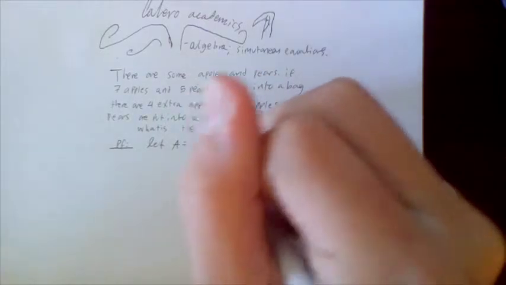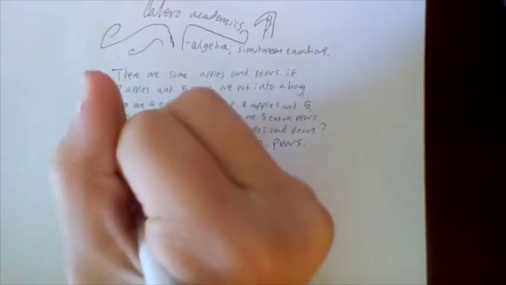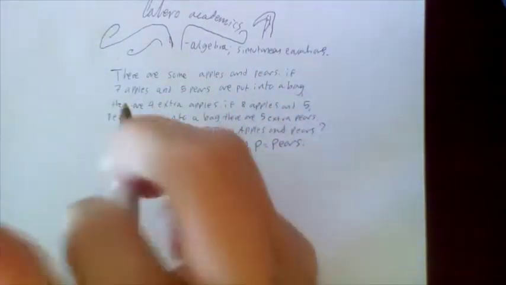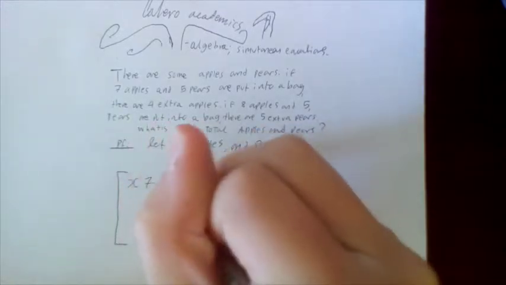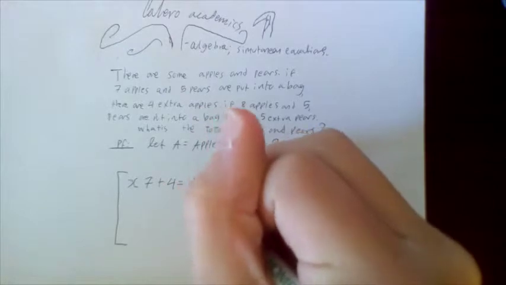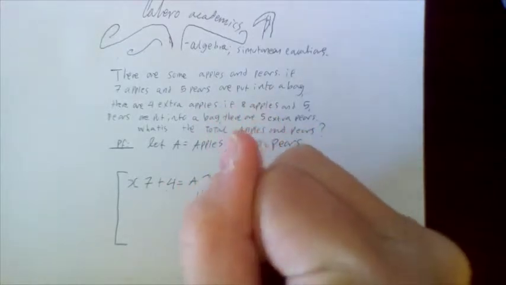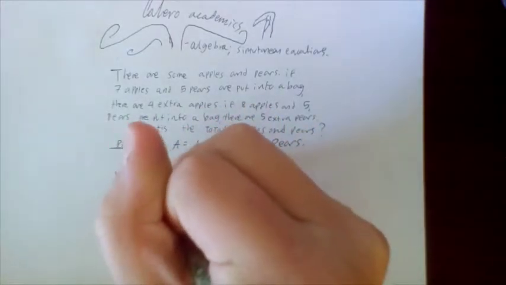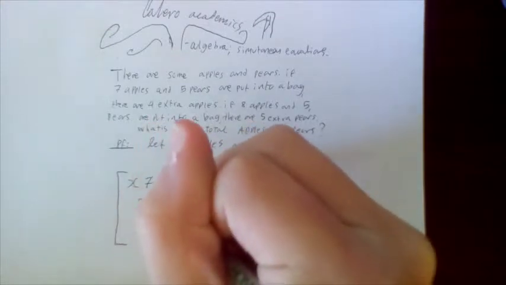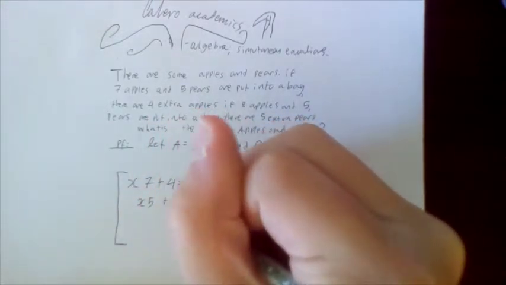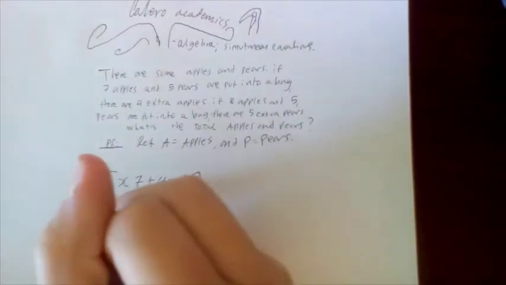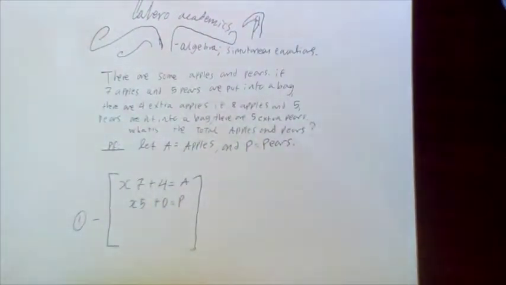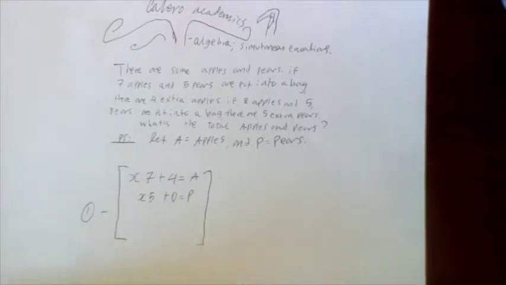So, now using simultaneous equations, we can write that X bags, lots of 7 apples plus 4 apples, is equal to the total number of apples, and then X lots of 5 pears plus 0 is equal to the total amount of pears. That is our first simultaneous equation.